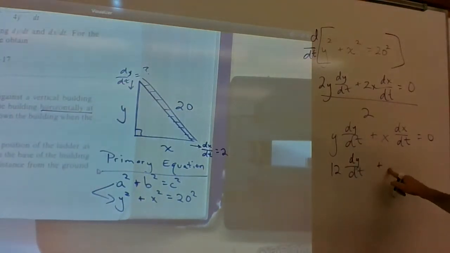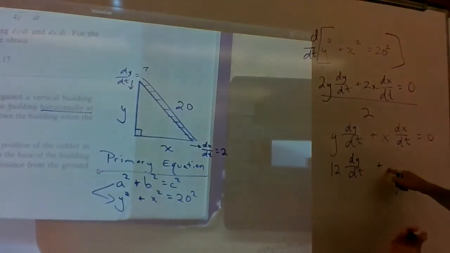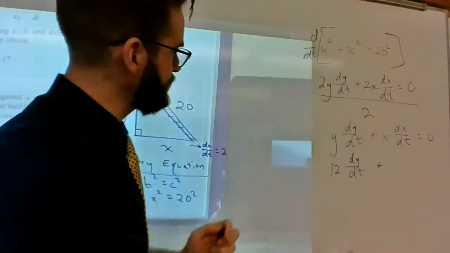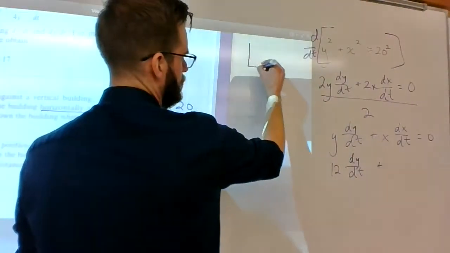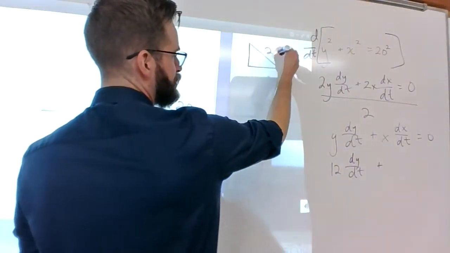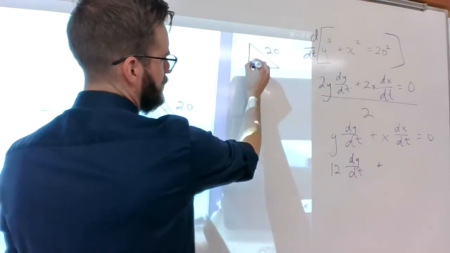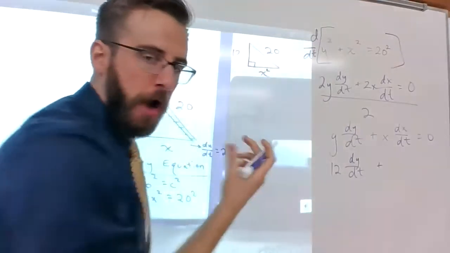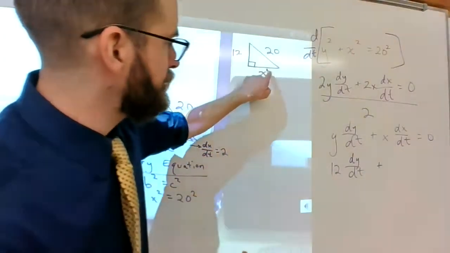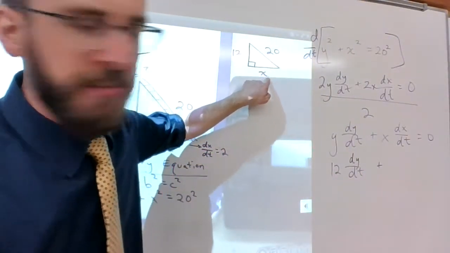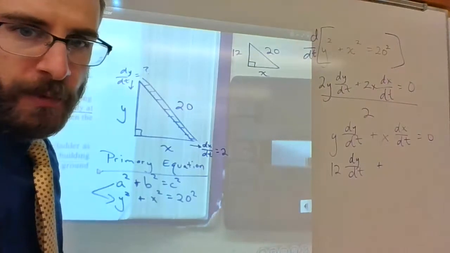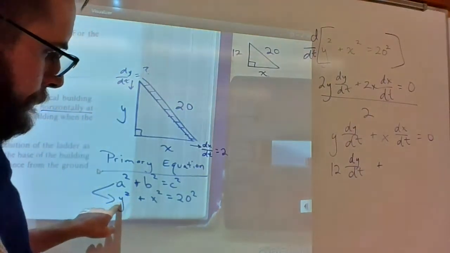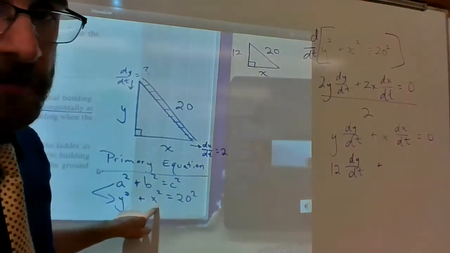The x value isn't explicitly given either. However, we know at the instant that the ladder is 20 units, the height is 12 units. We can use our primary equation to determine what that unknown value x is. So we go back to our Pythagorean theorem, plug in 12 for y, and then solve for x.